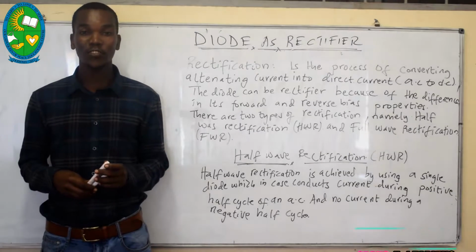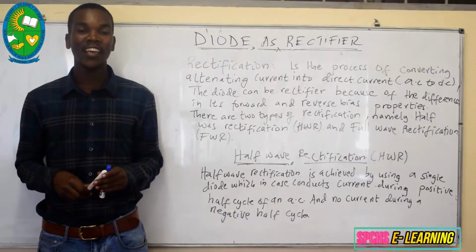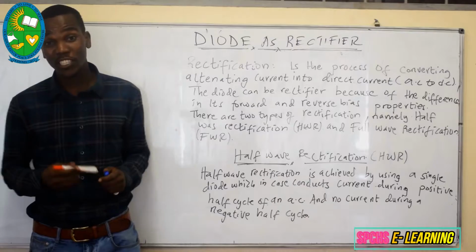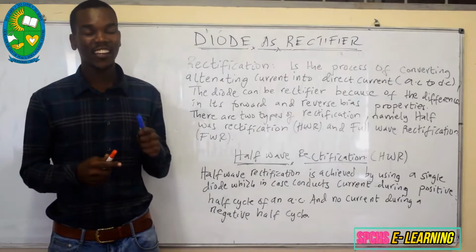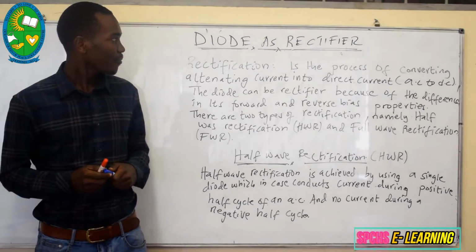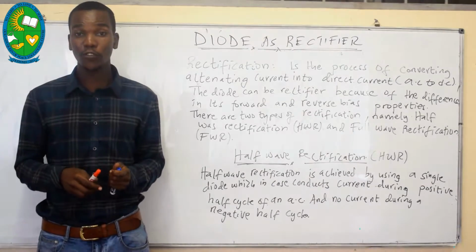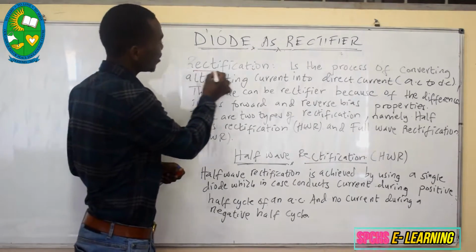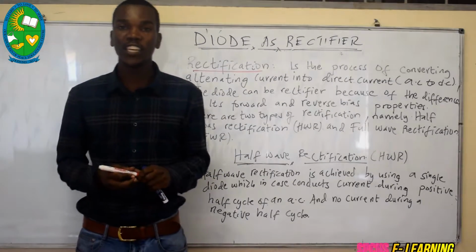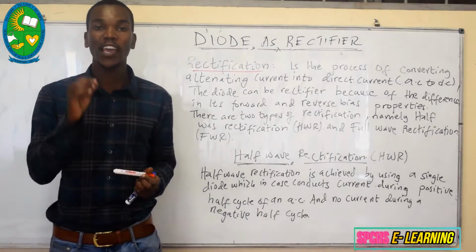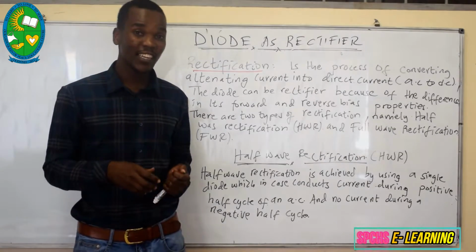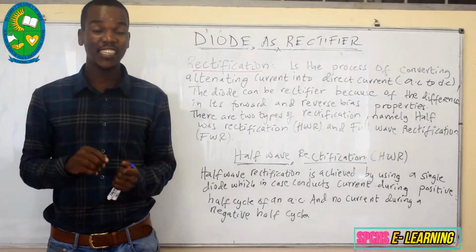Today's topic is rectification. Rectification is possible because of the characteristics of a diode. A diode can be used as a rectifier. First of all, we have to know what rectification is. Rectification can be defined as the process of converting an alternating current into a direct current. Alternating current is what we call AC, and direct current is what we call DC.